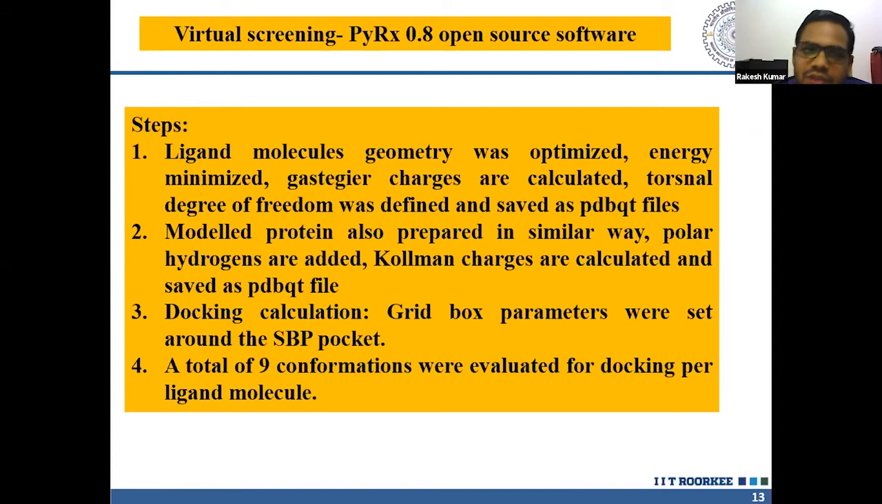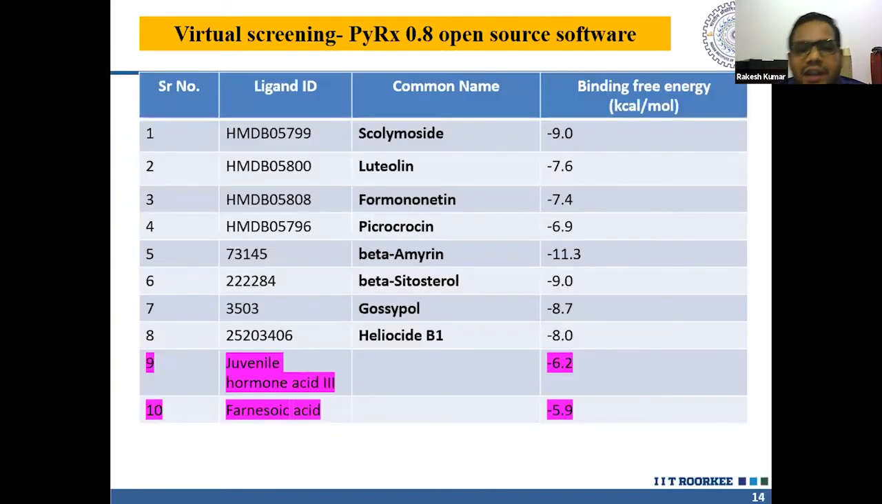So I proceeded with the virtual screening. I prepared the ligand molecules and the protein molecule by adding the partial charges, and their geometry was optimized, and the active site was already specified. So I prepared a grid around this active site and proceeded with the docking, and the docking result gave me these 4 main compounds: scolimoside, luteolin, hormonectin, and picrocrosin. These are the compounds I got from the food database, and compounds number 5, 6, and 7 are mostly from cotton metabolites only: beta amyrin, beta sitosterol, gossypol. Everybody knows that gossypol is an aldehyde molecule abundantly present in the cotton plant, and helioside B1 also. The last 2 compounds are juvenile hormone acid and farnesoic acid. These are the natural substrates.